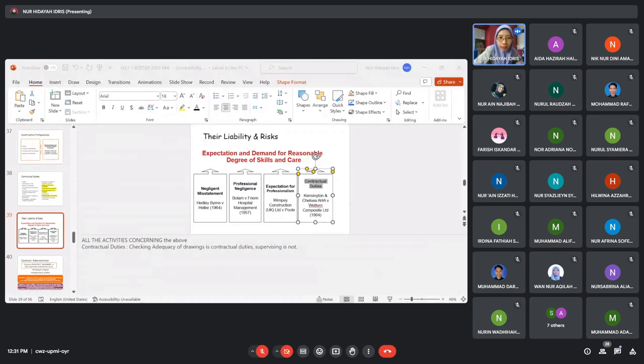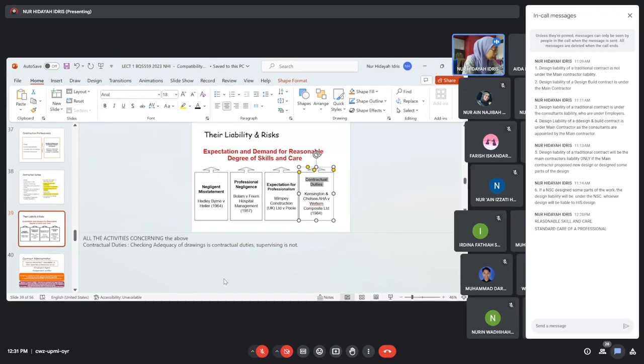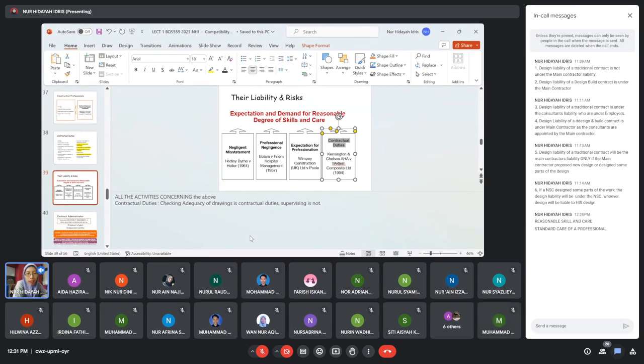Alright, so basically, kita ada expectation and demand for reasonable degree of skills and care. So wording-wording yang you perlu take into you punya important ni adalah yang I type tadi dekat you punya checkbox itu adalah standard of care of a professional. Okay, satu lagi adalah apa tu? Tadi apa yang tulis dekat checkbox tu? Reasonable skill and care. Yes, okay.